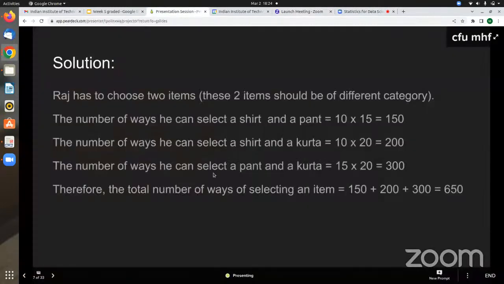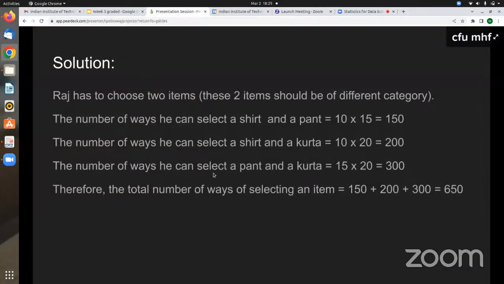Okay, so 650 seems to be an answer, and I think a lot of students have selected that one. So here Raj has to choose two items, right? These two items should be of different categories, correct? The number of ways he can select a shirt and a pant is 10 into 15. Are you understanding, right? There are two items one has to select, so that means two spaces are there. So in the first place, what will happen? You can select, and the second place cannot be filled with the same item, right?